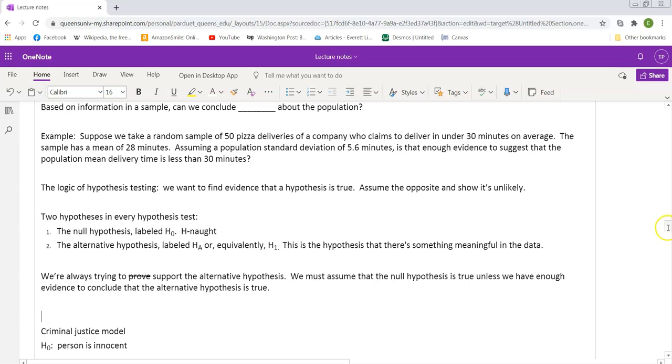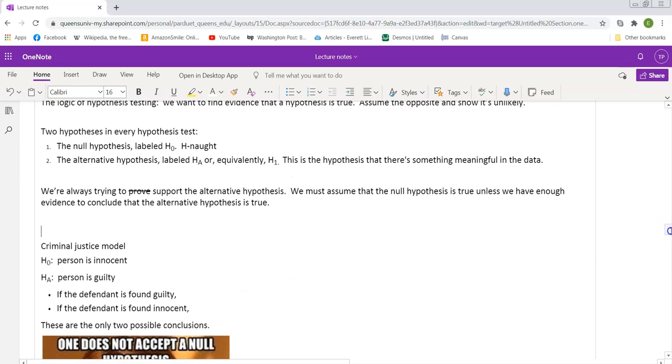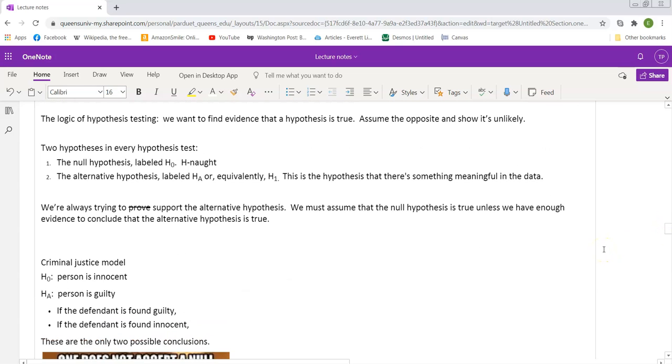Hypothesis testing was actually modeled on the criminal justice system in the United States. In that model, we've got two hypotheses. We say that a person is innocent until proven guilty. We're not saying prove, but essentially that's what's going on here. So we have two hypotheses.